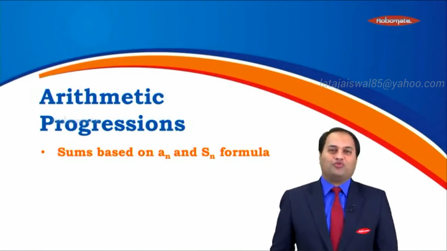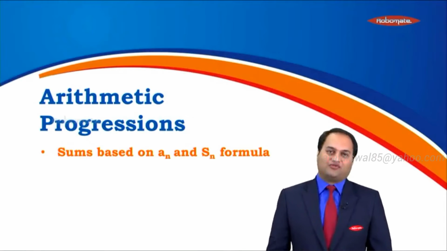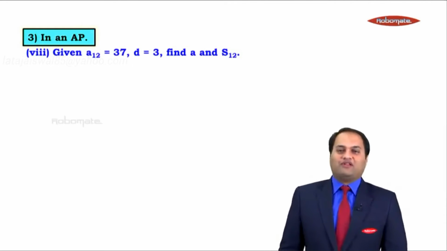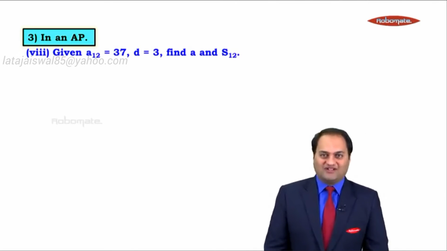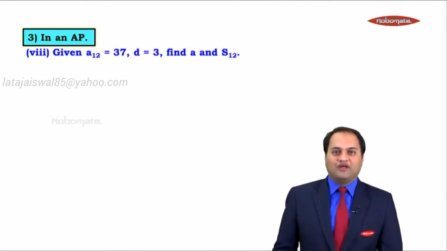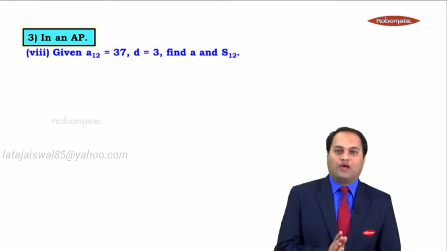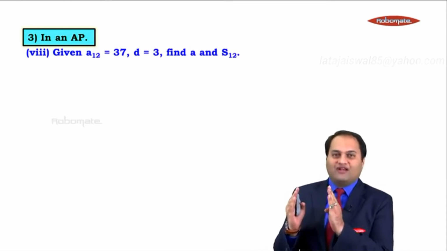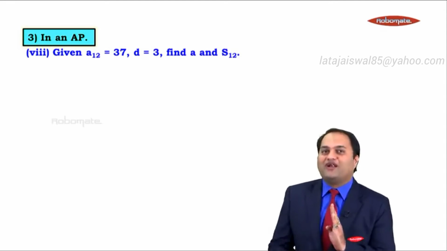Let's now go through a few more sums based on the AN and SN formula combination, right? Let's do it. The sum is: given that A12 is equal to 37, D is equal to 3, find A and S12. Now if you see the first part of the question, A12 is given, D is given, and we are supposed to find A.